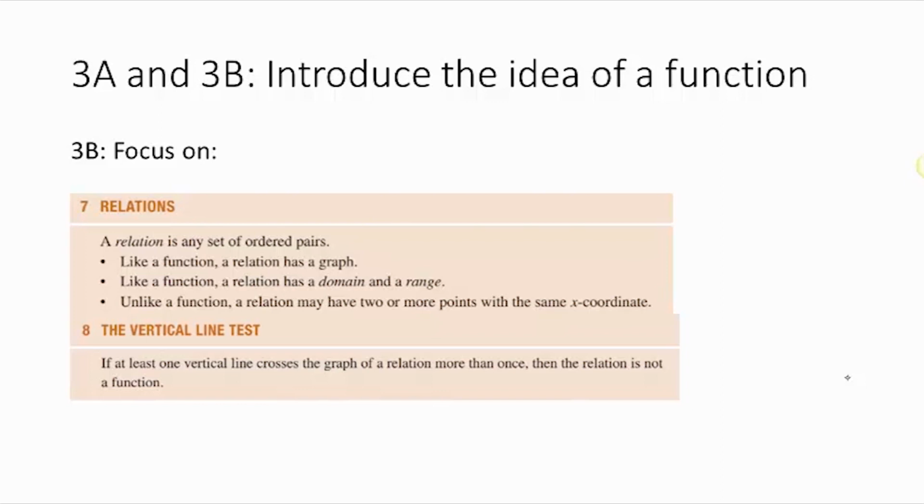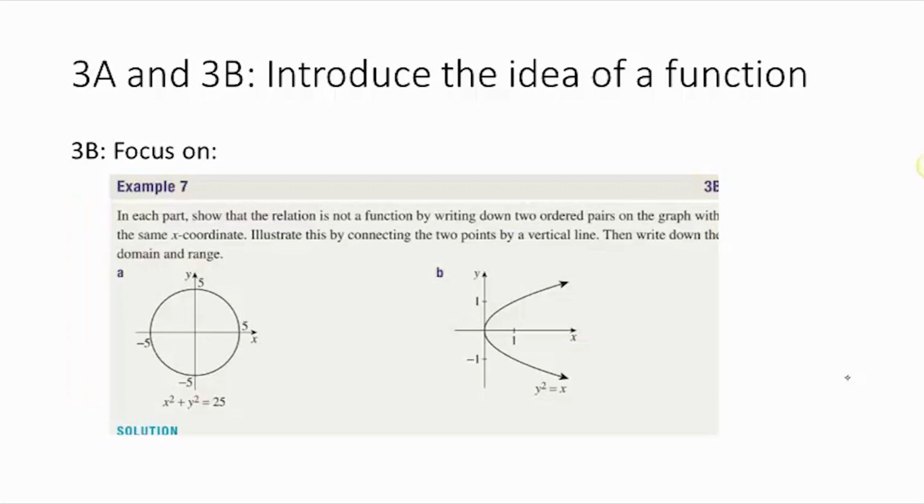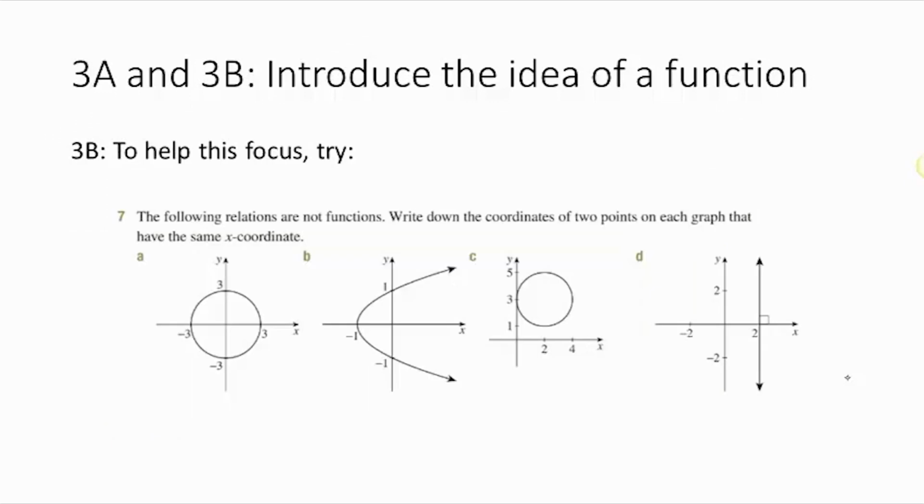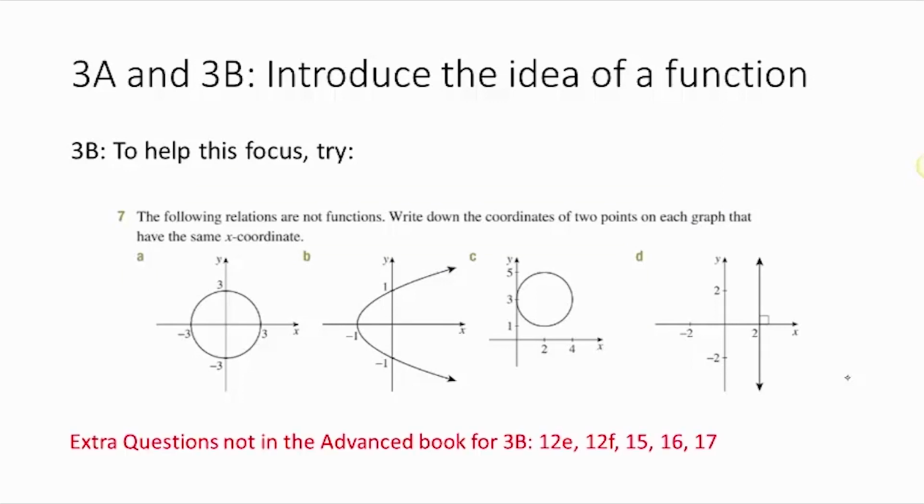There's also the relation in 3B, and the vertical line test, determining if we actually do have a function or just a relation. This example could be a really good one for that, getting this idea of the line test. And here's a similar question from the exercise that students could try. That could be a mini whiteboard or similar exercise. And this is the list of questions that are not in the advanced book for 3B.